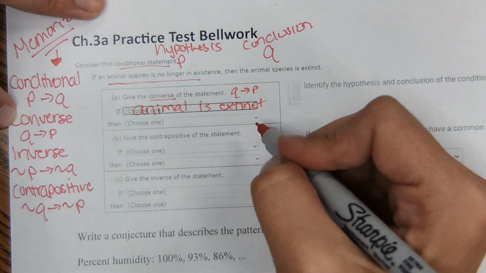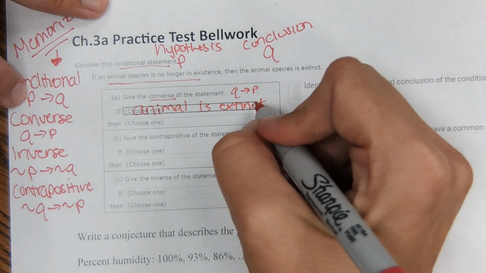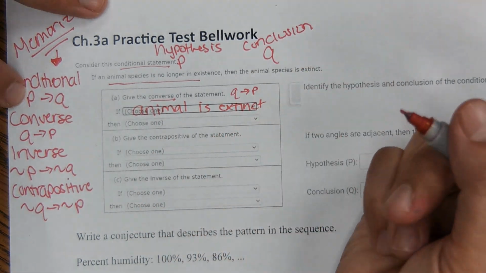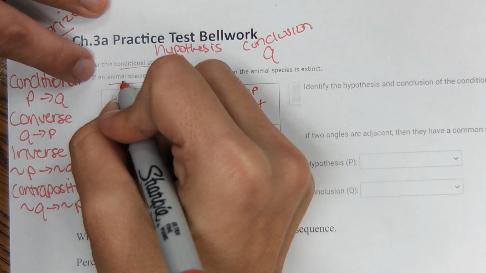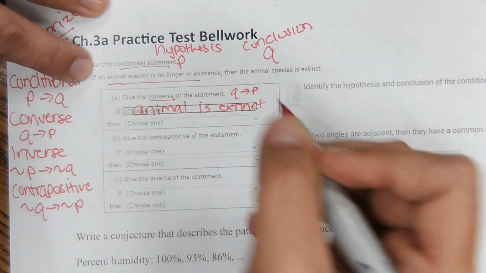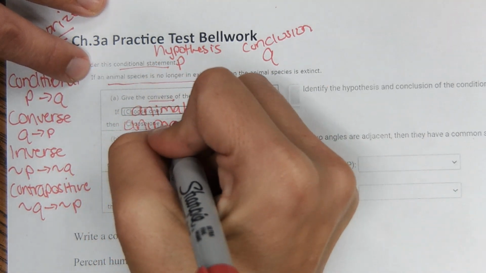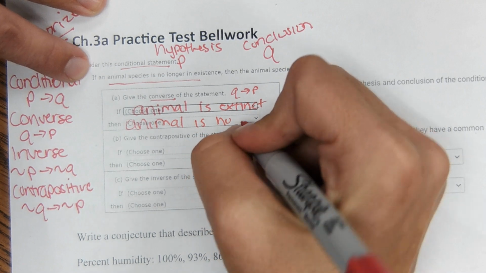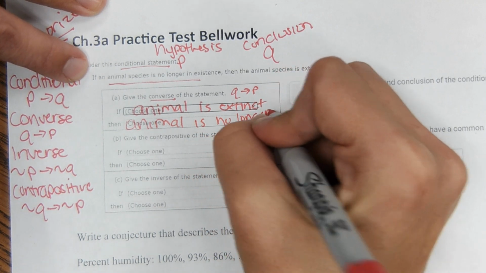And there'll be a drop down. And the question on the test will be in this exact format. You just hit the drop down and choose the statement. Then the animal is no longer in existence. Animal is no longer existent.